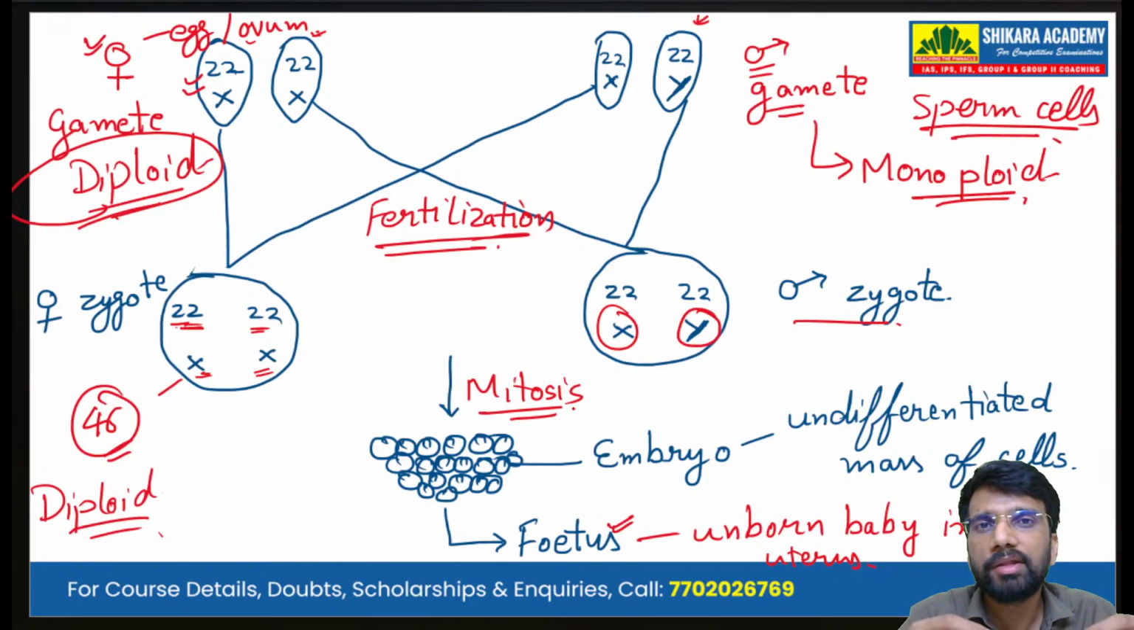The zygote divides. The process of cell division taking place here is mitosis, and this mitosis gives rise to the embryo, which is an undifferentiated mass of cells, that ultimately gives us the fetus or the unborn baby.